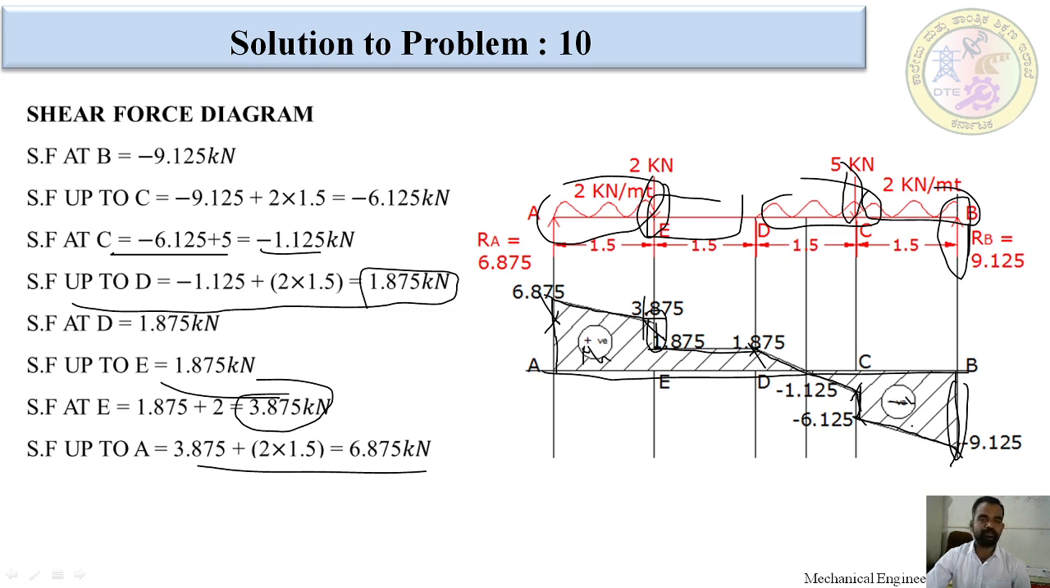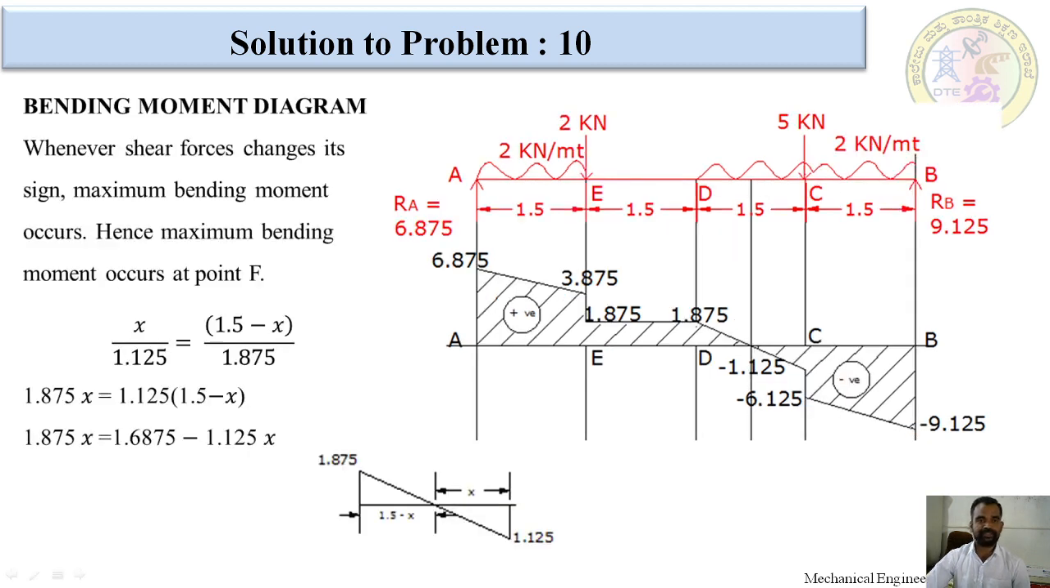Okay, this completes the shear force diagram topic, problem number 10. In the next slide we are going to calculate the maximum bending moment, how much and where it happens. This is the maximum bending moment, wherever the sign changes. Here the sign changes. This is negative, this is positive.